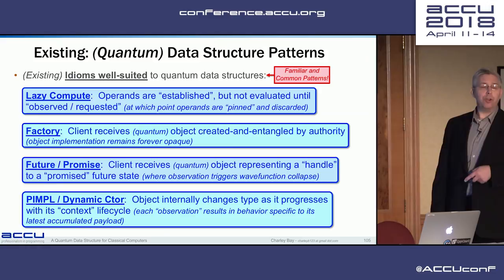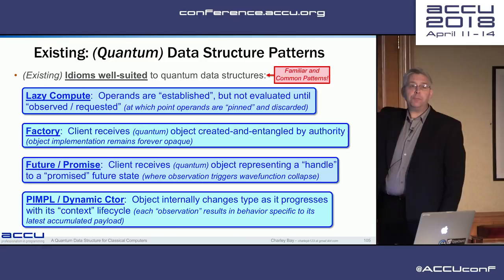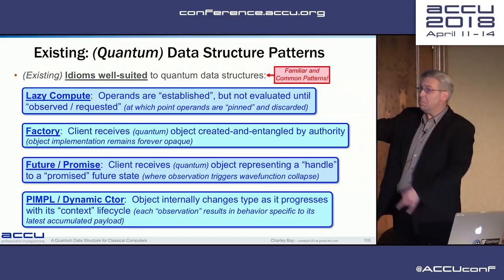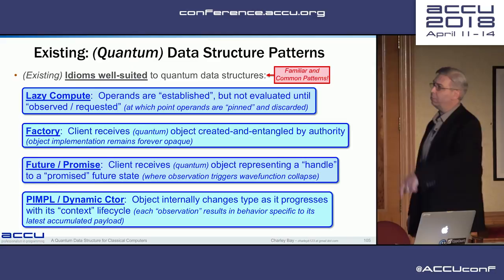These patterns are nothing new. So if you're already doing lazy compute, or factory, or future promise, or pimpl, or dynamic ctor, or whatever language you want to do, lots of patterns that we have that are accepted as good and well-defined practice totally adapt straight into quantum data structures, quantum computing. Because, you know, source sink. You just have to plan out your access because it's a mutating destructive read.